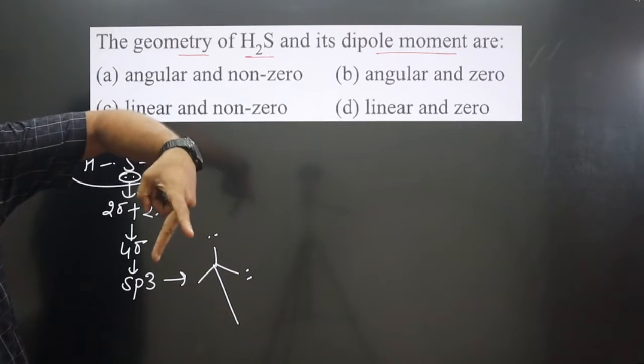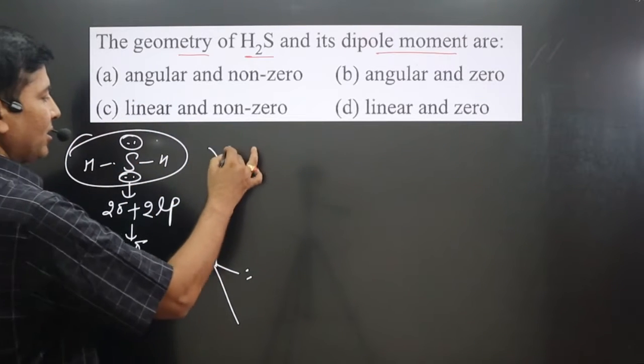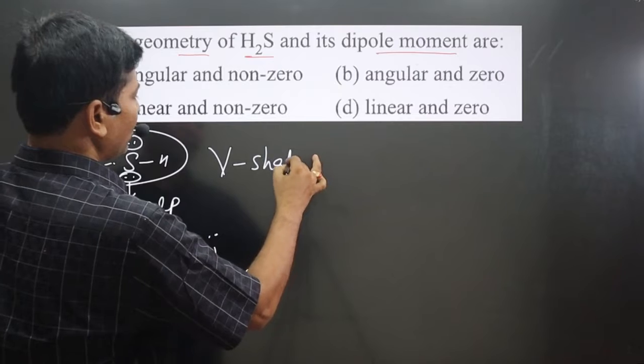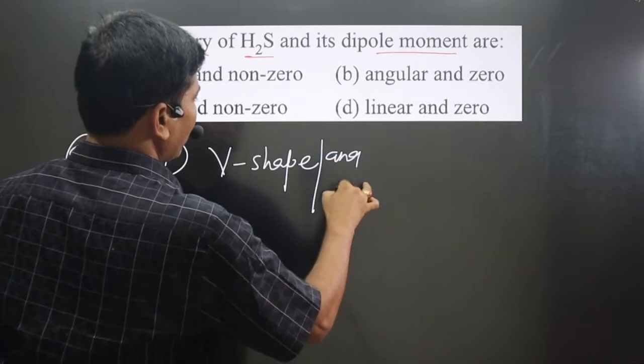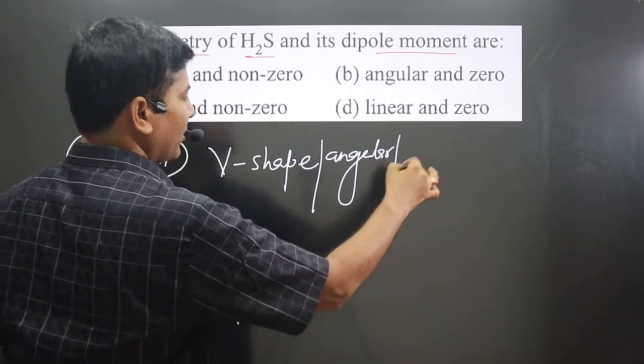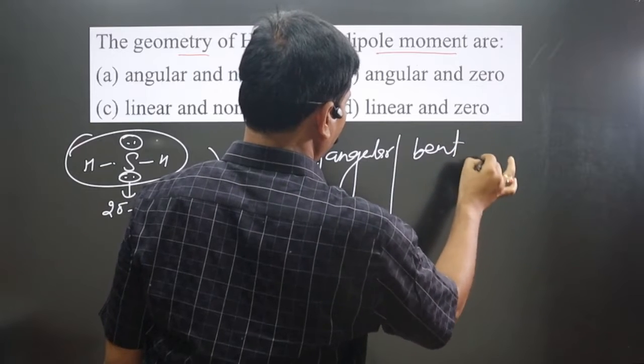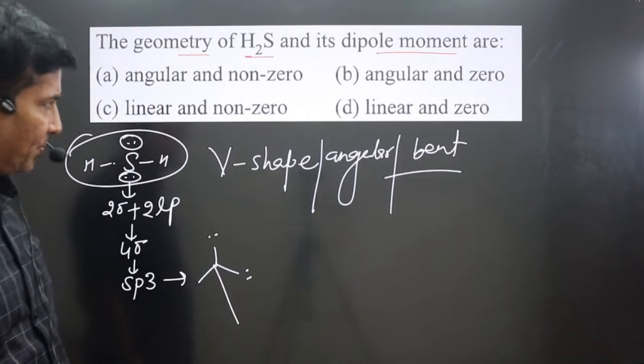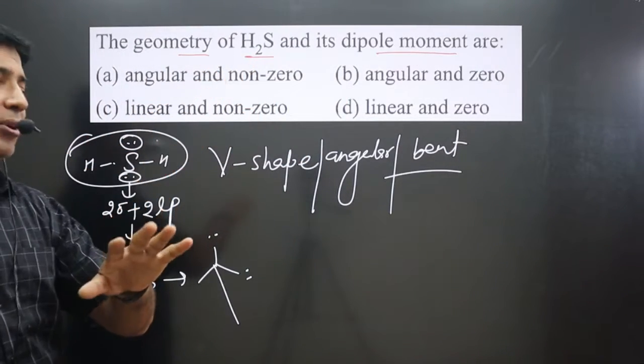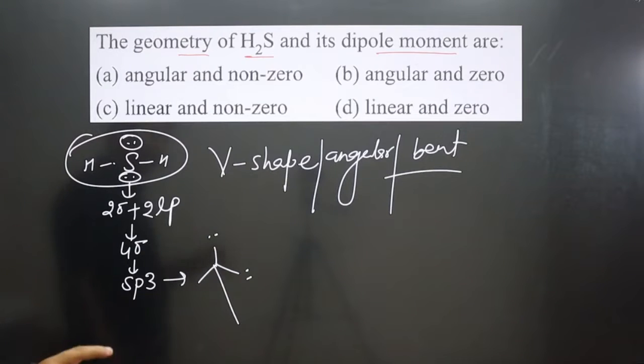V shape, bent or angular. We can say it has V shape geometry, we can say angular also, and we can say bent also. Any of these names we can use. Hydrogen sulfide is having bent, angular, or V shape geometry.